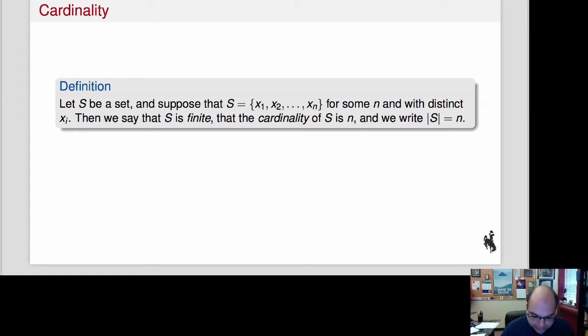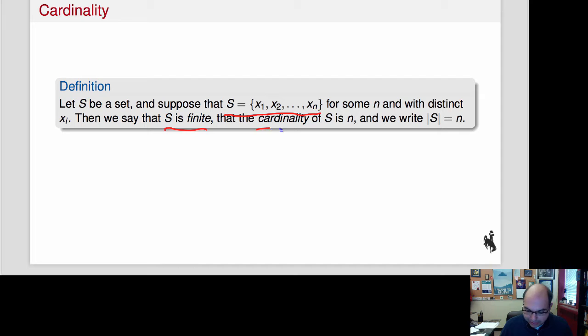So let's take a set S, and let's suppose that we can write it like this. S equal to x1, x2, x3, and so on up to x sub n, okay? And let's further suppose that the x sub i are all distinct. So x1 can't be equal to x3, for example, okay? So in this case, we say that the set S is finite. Why is it finite? Because it has a finite number of elements, right?